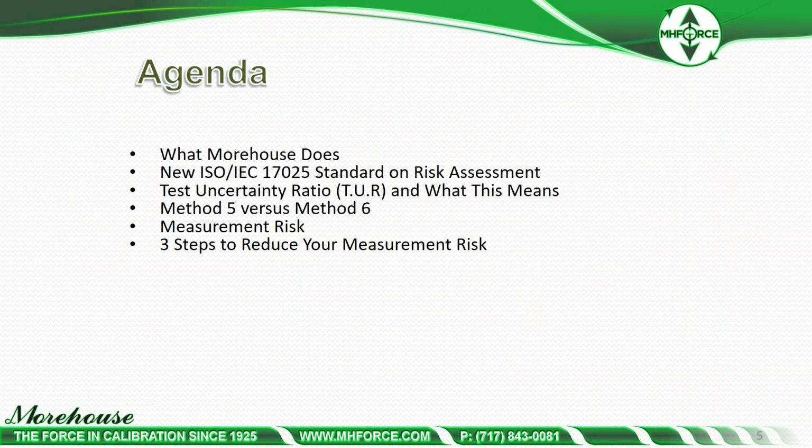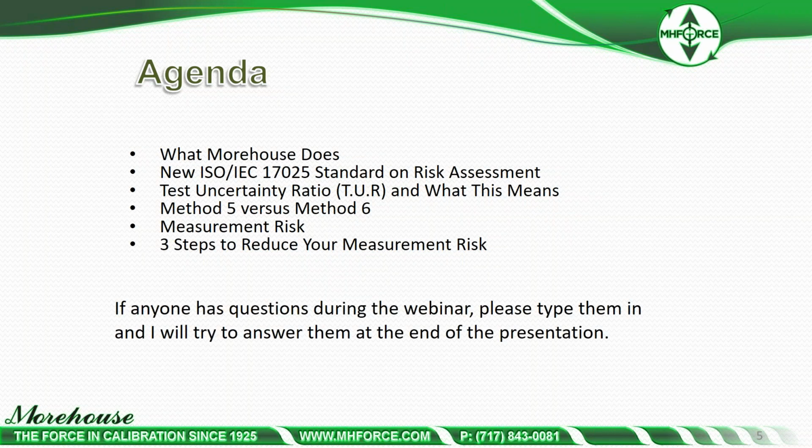So, a little forward there as people were coming in. The agenda today: what Morehouse does, that's going to be real quick. The new ISO standards come out. It's been released in November. We're going to talk about test uncertainty ratio and what this means, method 5 versus method 6, measurement risk, and then 3 steps to reduce your measurement risk, practices that you can put in place to help. And again, just to reiterate, if anybody has any questions during the webinar, please type them in and I'll answer them at the end of the presentation.